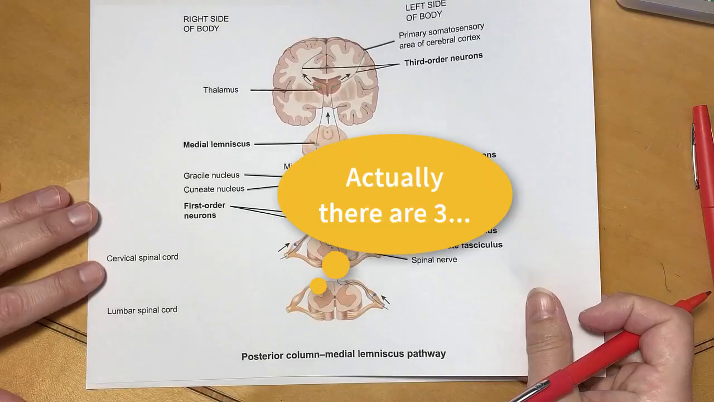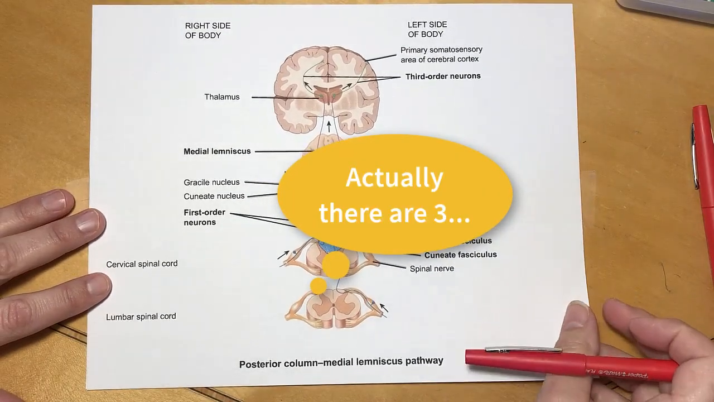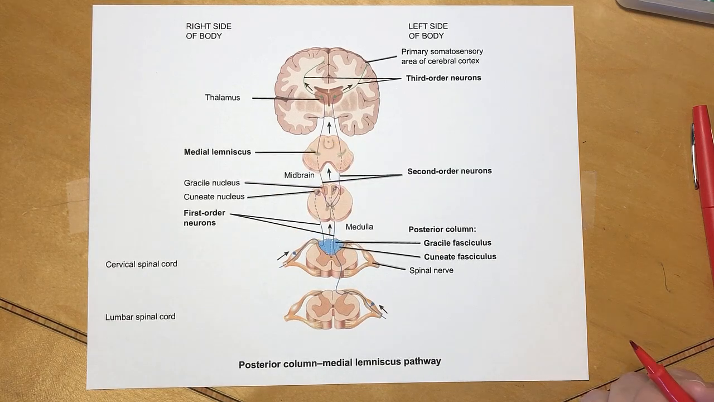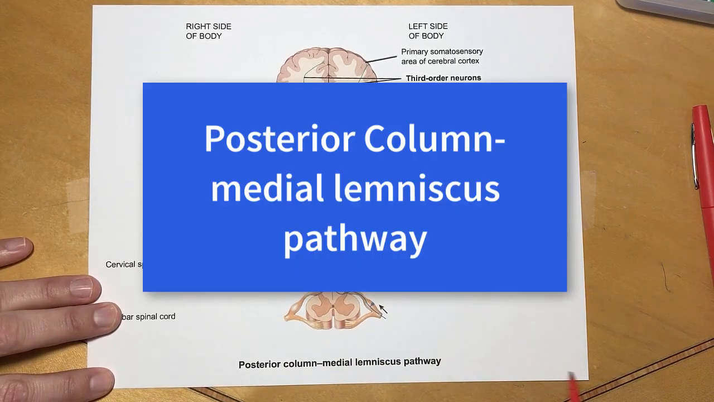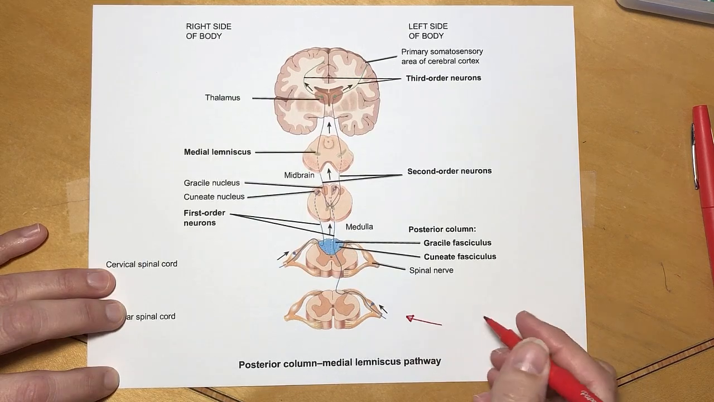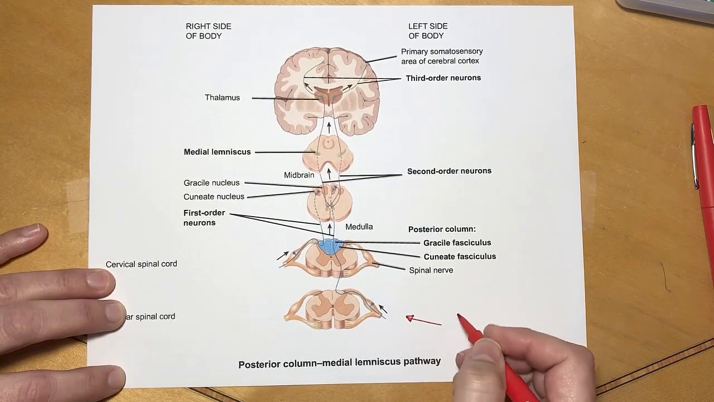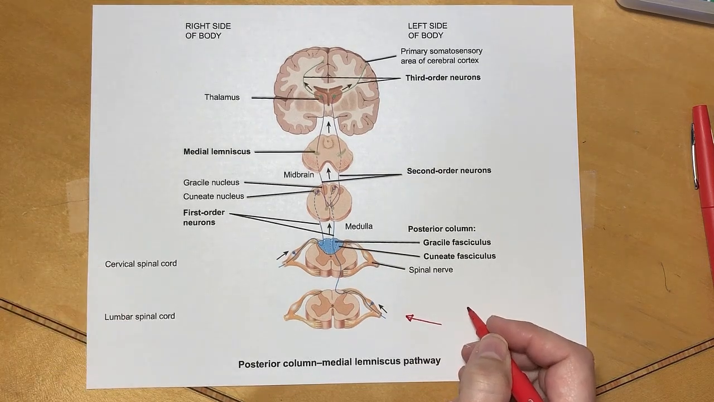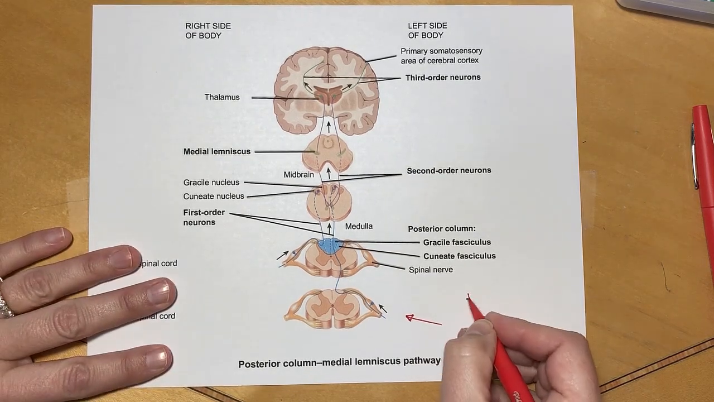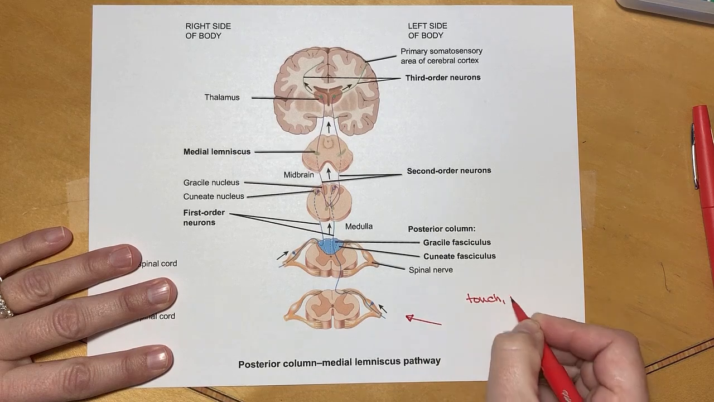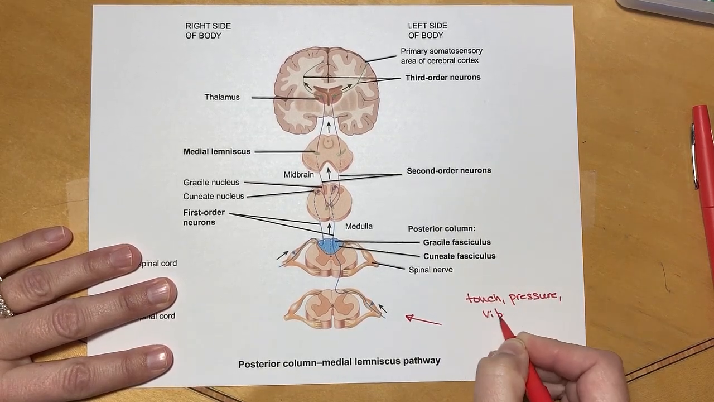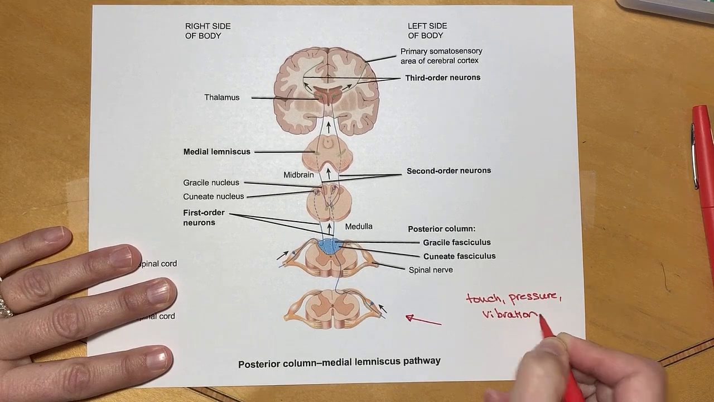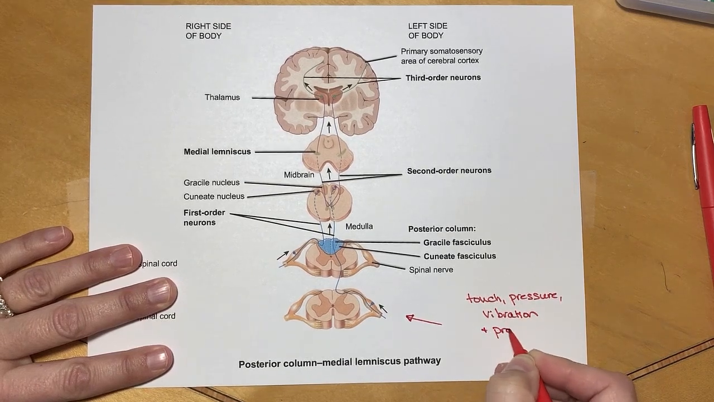There are 4 sensory pathways we're going to discuss. The first one we have already talked about. This is the posterior column medial lemniscus pathway. The sensory information is going to come in from the periphery, and this is going to be information on touch, pressure, vibration, and some proprioception.